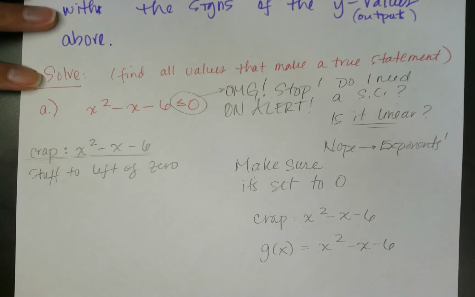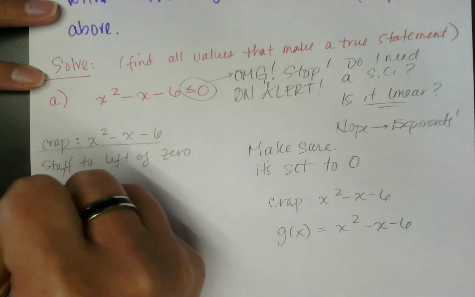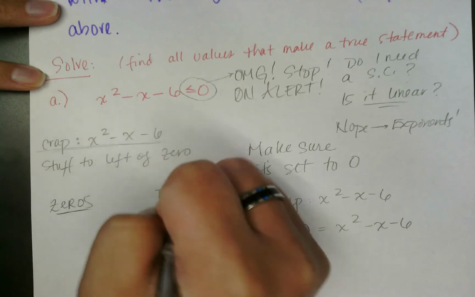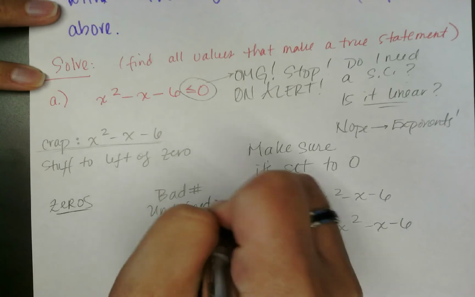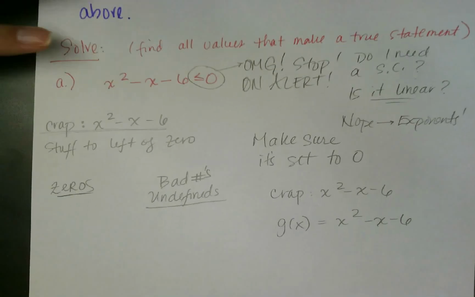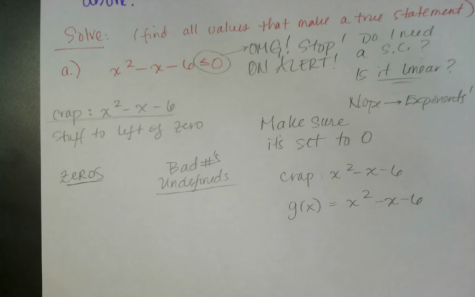Alright, so zeros and bad numbers. Some of your teachers, if they had rushed, called them undefined. If you're drawing a number line, how do you know what numbers to put on it? To build and construct that number line, we start with zeros and bad numbers. Zeros are really special because that's when the crap equals 0. Undefineds or bads are important because those are the numbers we're not allowed to plug in. Everything comes from your crap.